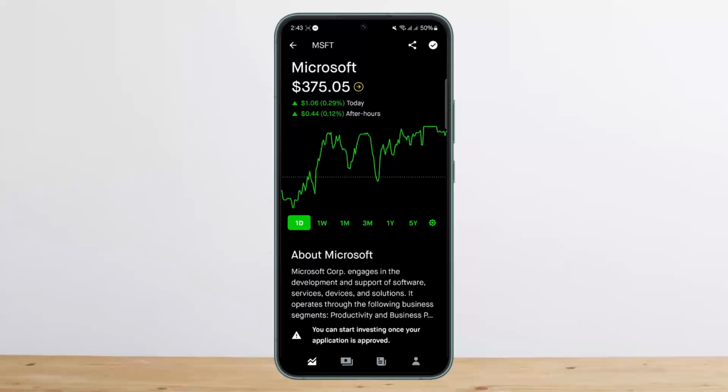Perhaps the biggest shortcoming of Robinhood is the fact that it does not offer a simulated trading account of any kind. However, you can trade options.